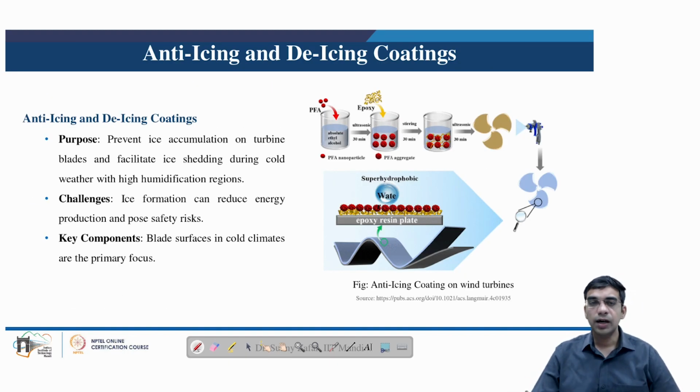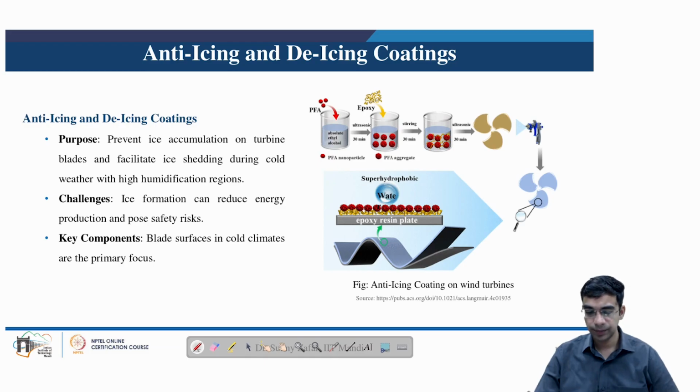Next type of coatings are the anti-icing and de-icing coatings. The purpose of anti-icing and de-icing coatings is to prevent ice accumulation on the turbine blades and also to facilitate ice shedding during cold weather in regions with high humidity. Ice formation, as we know, can reduce the energy production and can also lead to safety risks.